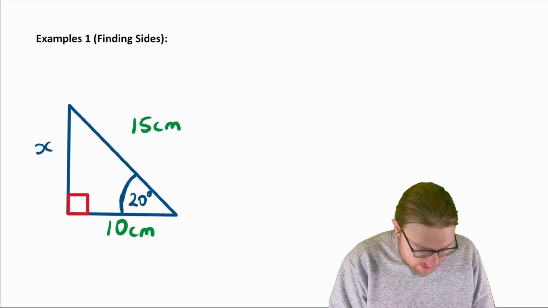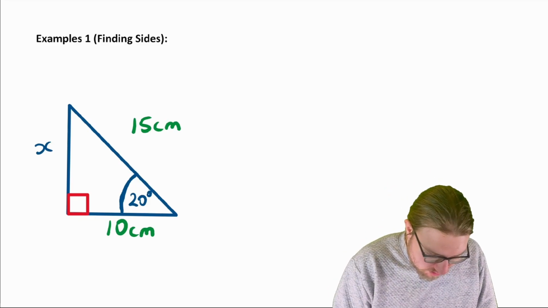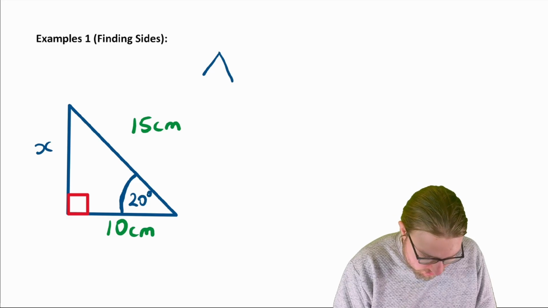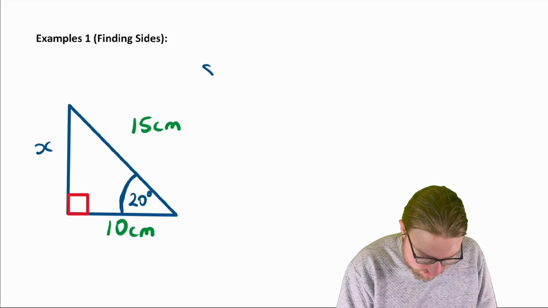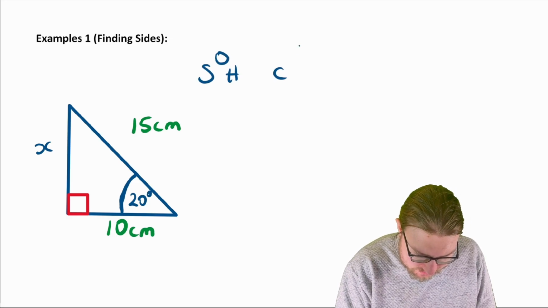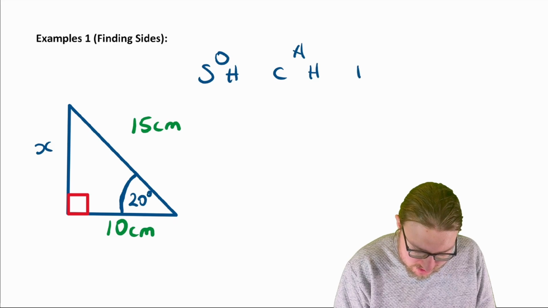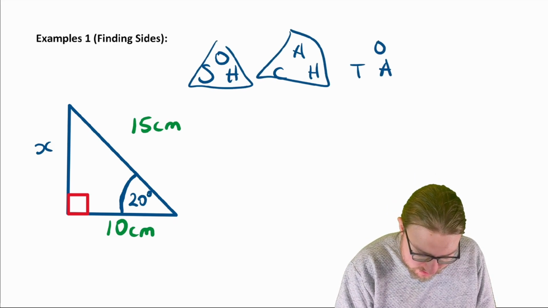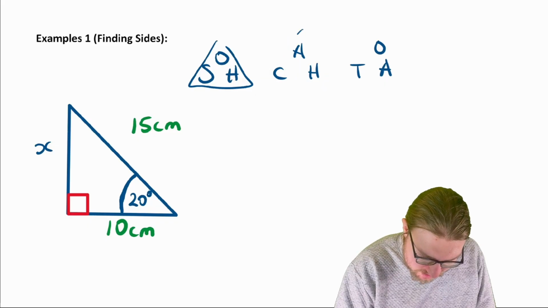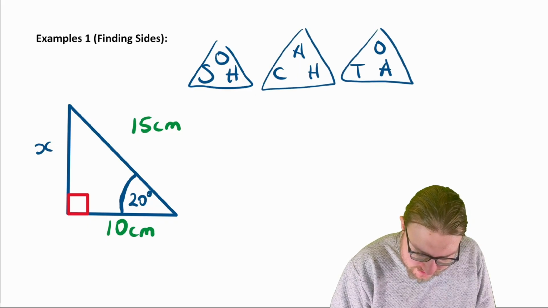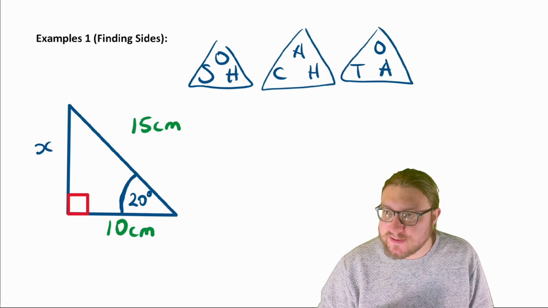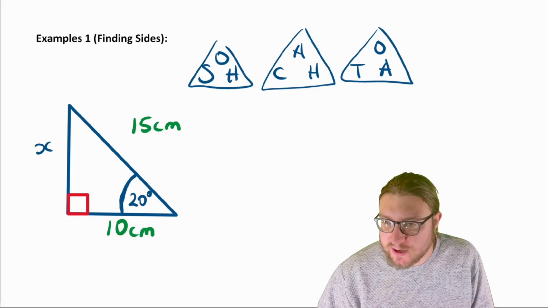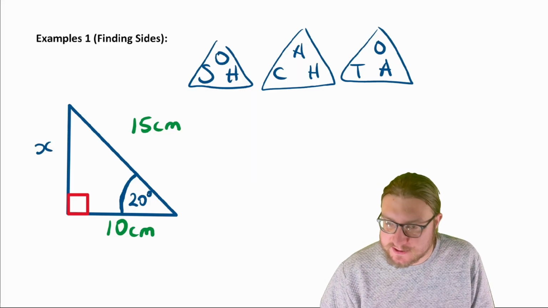The first thing that you guys should do is write down your SOH CAH TOA triangles. So let me just quickly do that. SOH, CAH, and TOA. And we can put our triangles around it if we want to make it pretty. The reason why I'm doing this fast is because I want to show you guys that this is something you need to replicate quickly in order to do this in a test.